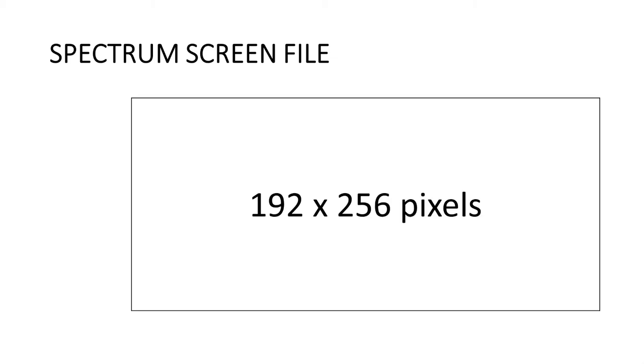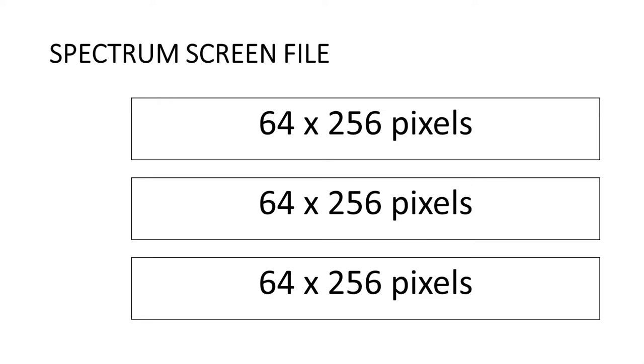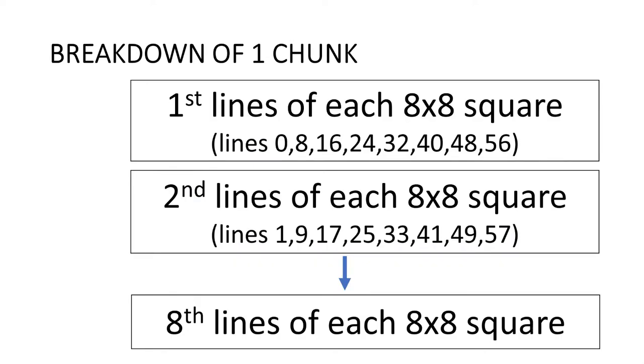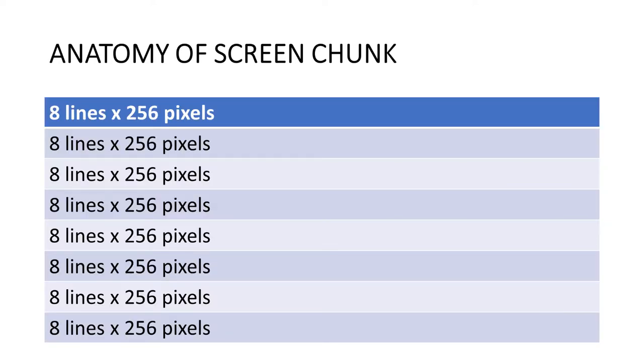The screen, which is 192 by 256, is broken up into three chunks of 64 by 256 pixels. Each one of these chunks is then further broken up into chunks of 8 lines. So you would probably think, okay, this is the first line, second line, third line, fourth line, fifth line. No, it doesn't work that way. The first chunk contains the first lines of the 8 chunks of that part of the screen. So it's a chunk of first lines, a chunk of second lines, a chunk of third lines, a chunk of fourth lines. It's really weird.